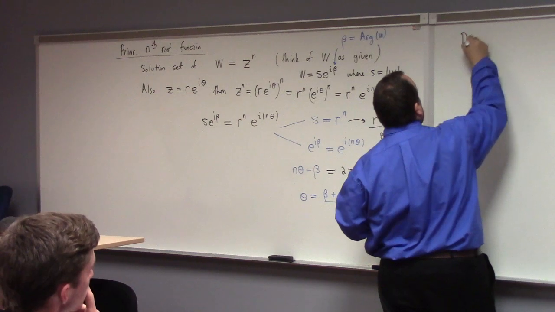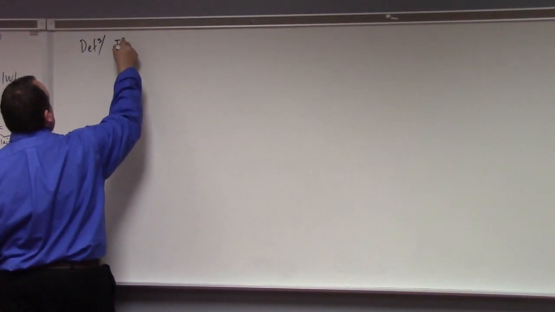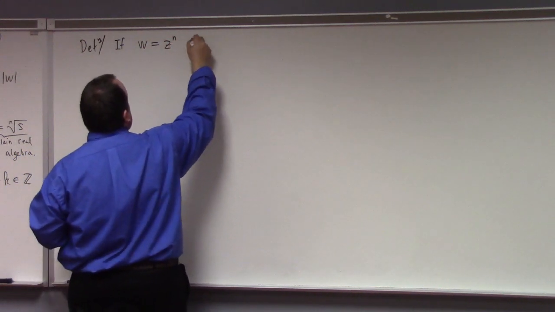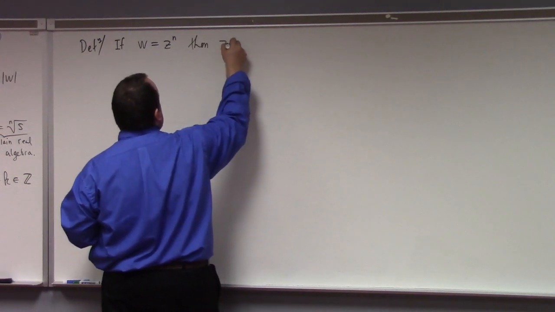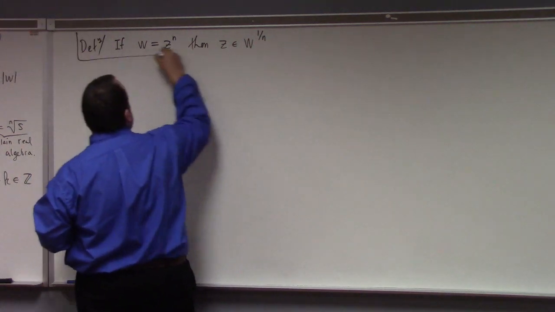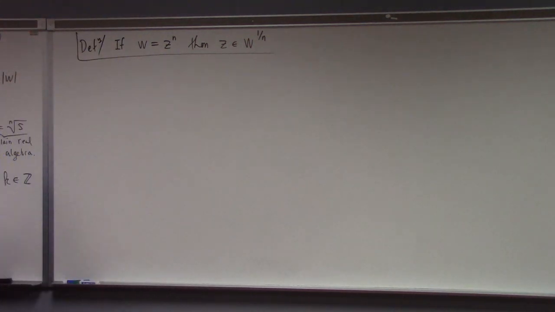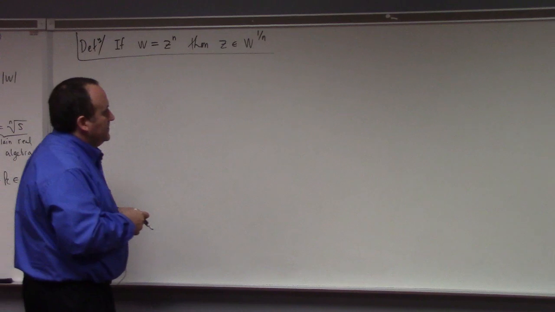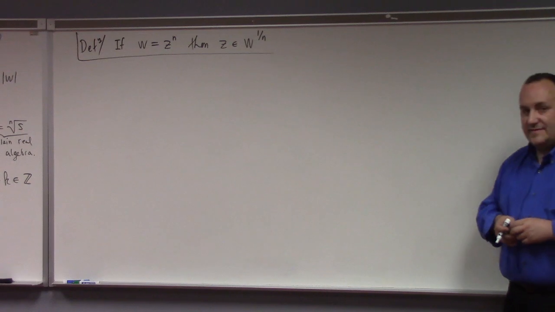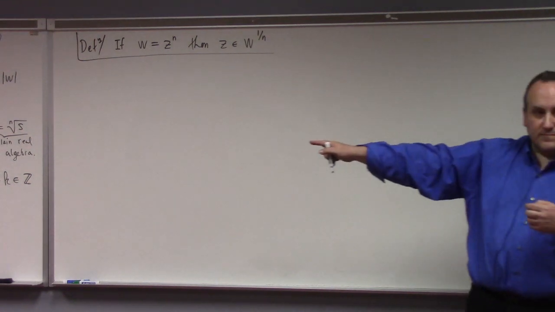Definition: if w is equal to z to the n, then z is an element of w to the 1 over n power. In other words, we say that the solution set of the equation w equals z to the n is w to the 1 over n. That's the notation for the solution set. It's going to be a set. We just found a characterization of the set over here.